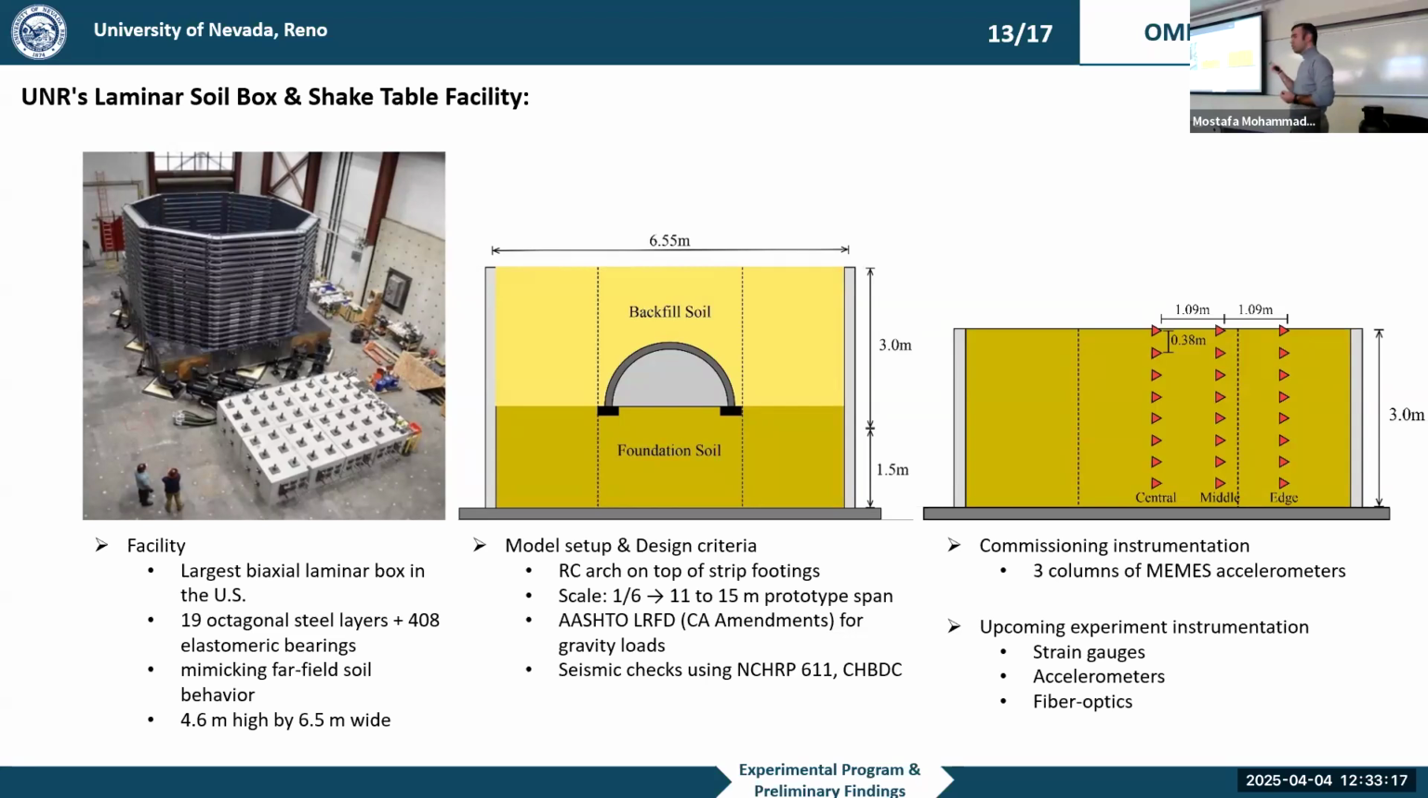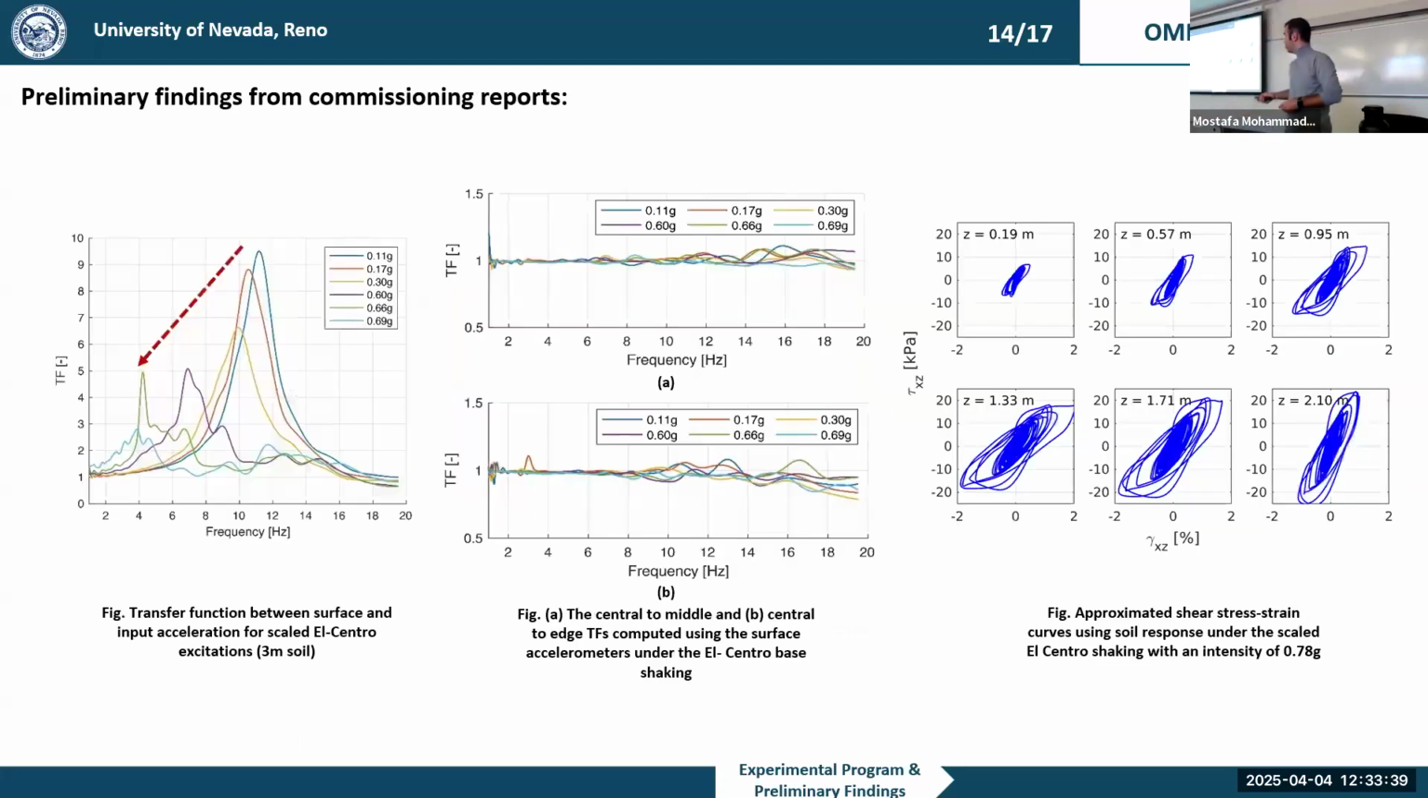But there is some information about the box. A couple of years ago, they did the commissioning test and they did some instrumentation. They shook the whole box with only 3 meters of soil, only the first 2 parts of the soil box. And they gave us some information that we used, and we took a look at that, which is on the left side. We are seeing that they shook with 1, 2, 3, 4, 5, 6 motions. They are scaled El Centro earthquake motions, starting from 0.11g up to 0.69g.